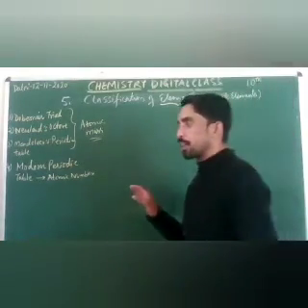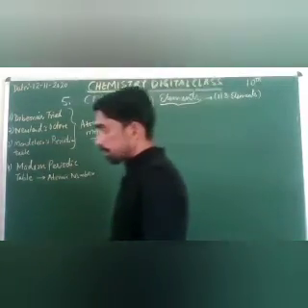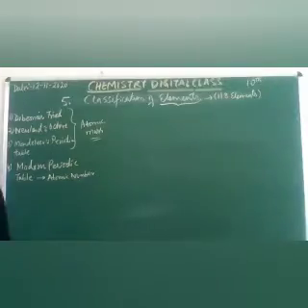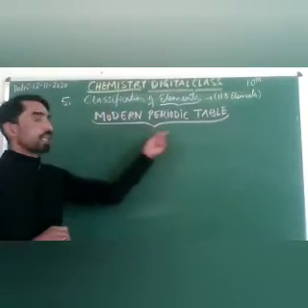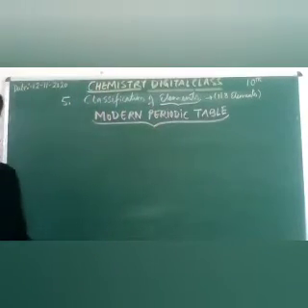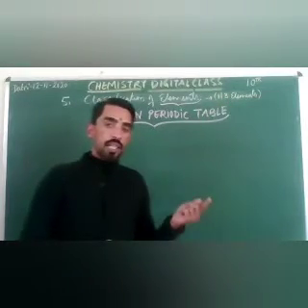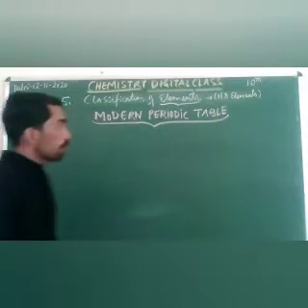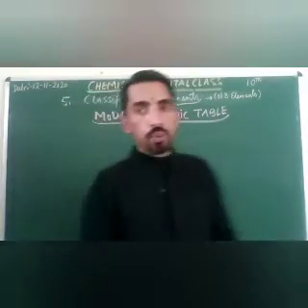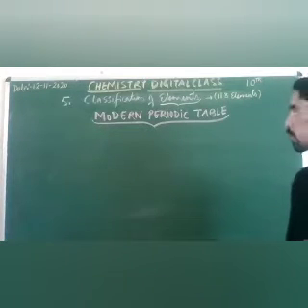Now today I am going to tell you how the modern periodic table can be framed. So you said there are a total of 118 elements. Now my question is how these 118 elements have been classified. Can you tell me the name of the scientist who contributed to drawing the modern periodic table? Yes, anyone?